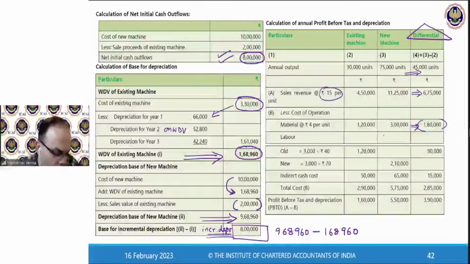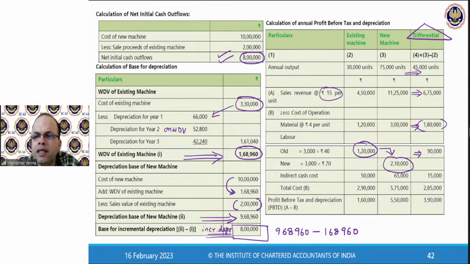Now labor is changing, guys. Initially labor was 40 per hour, which was 3,000 into 40, and now it is 70. So 3,000 into 70. So additional labor is 90,000 here. Even the additional indirect cost of 15,000 also. So my total cost is 180 plus 90 plus 15, 285. If we compare with an additional revenue of 675, I'm getting a profit before tax and depreciation of 3,90,000. This is additional, I would say. Differential, relevant, whatever term you want to use.